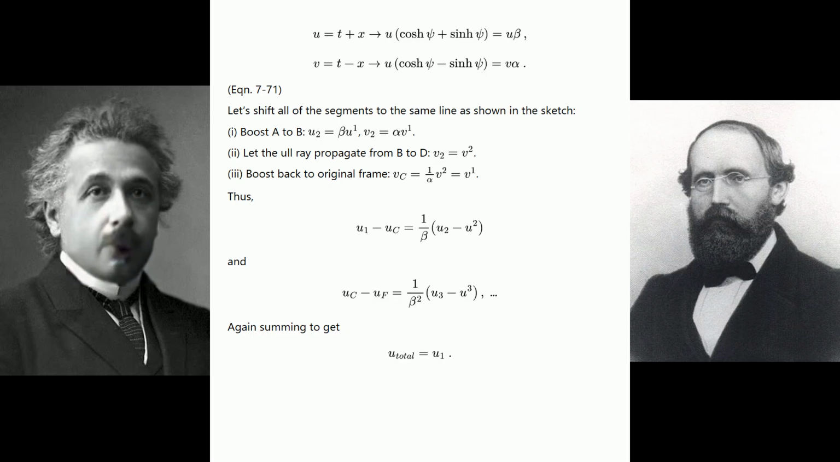2. Let the null ray propagate from B to D. V_2 equals v squared. 3. Boost back to original frame. V_c equals 1 over α v squared equals v_1. Thus, see the equation shown. And see the next equation. Again summing to get, see the equation shown.